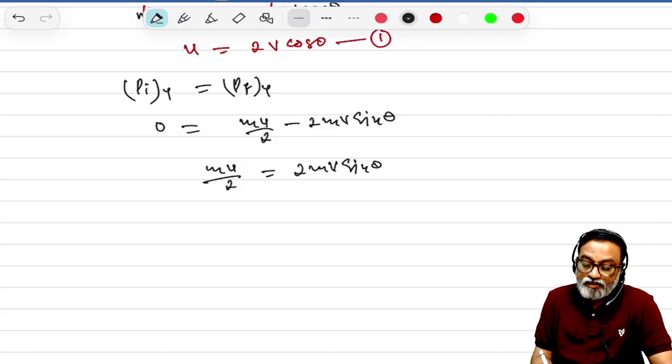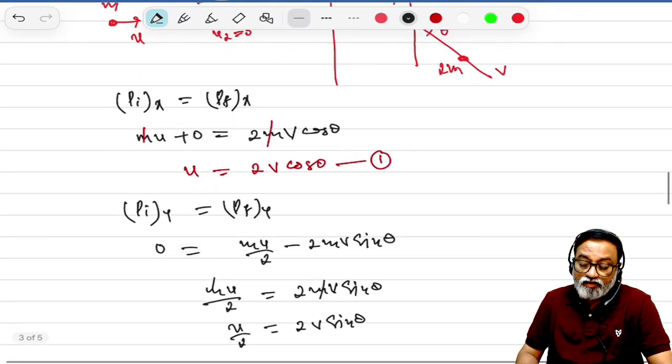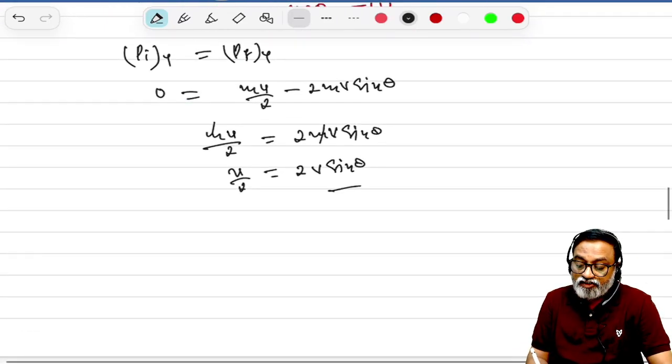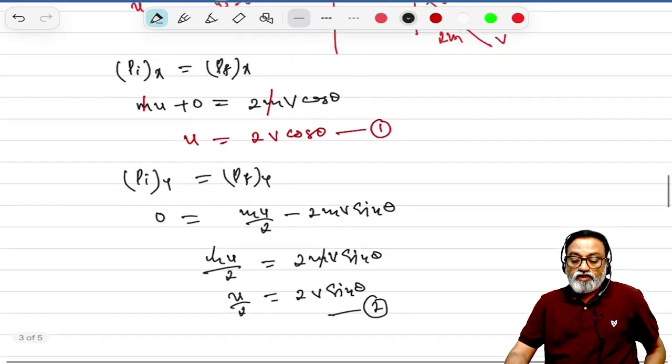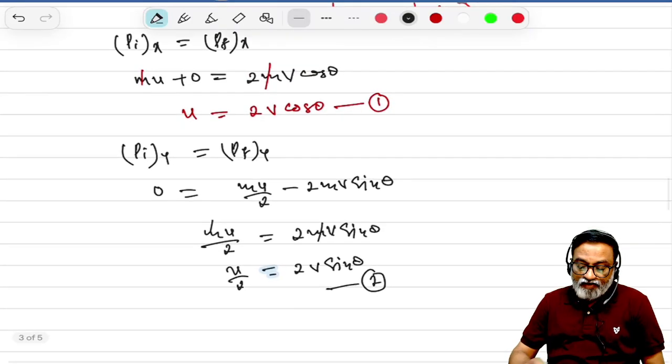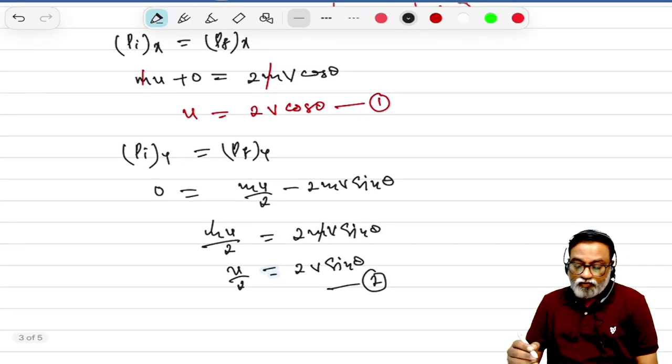2mv sin theta. m gets cancelled, u by 2 is equal to 2v sin theta. This is equation number 2. From these two equations we can find out velocity v and also u.